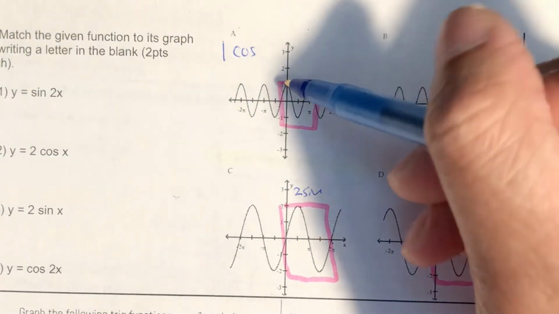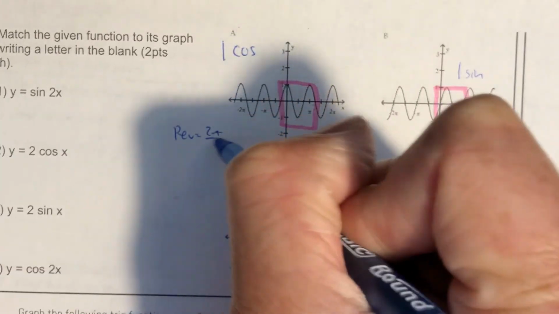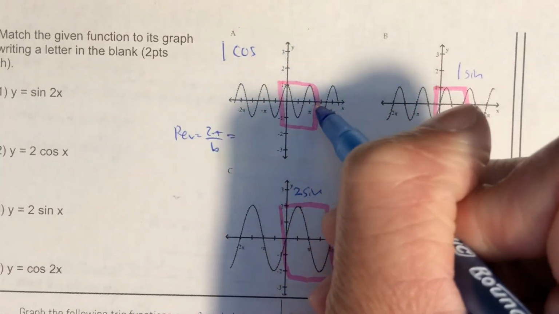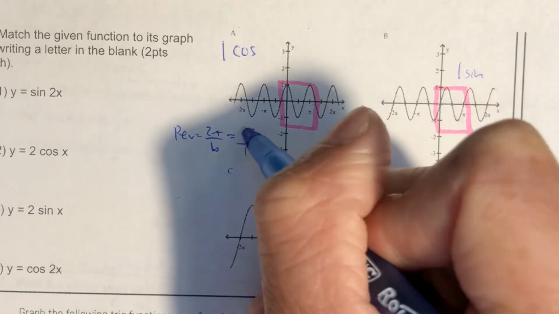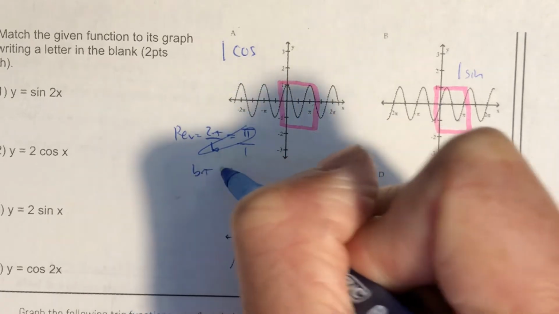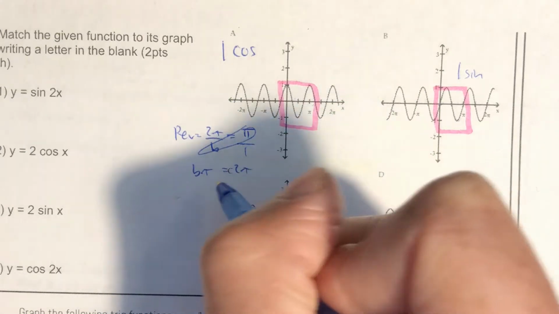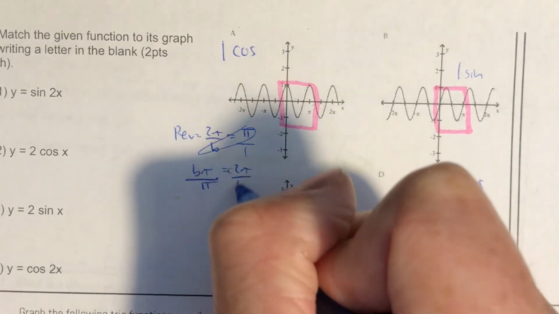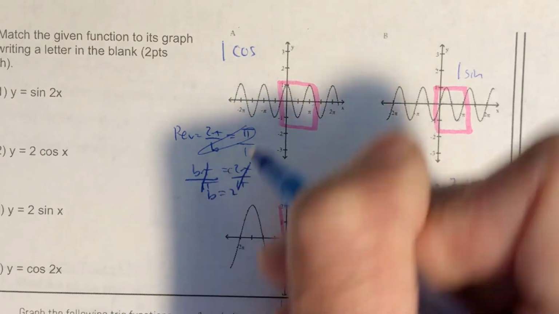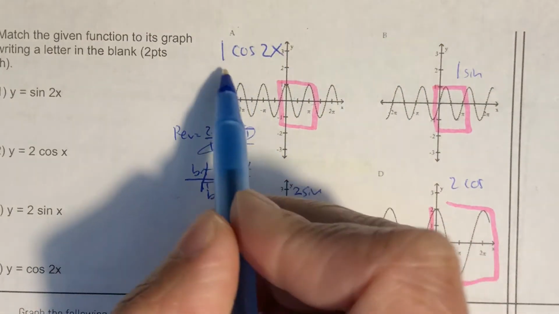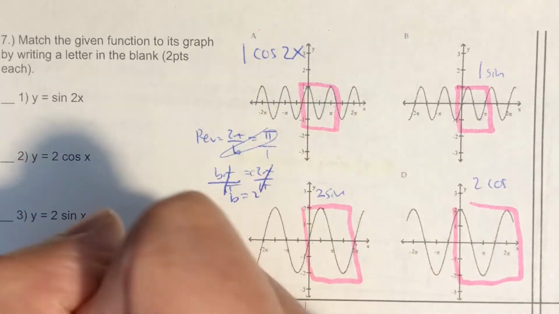Now you also notice that this one period ends by pi. So if period is the equation 2 pi over b, and the period of the whole problem is pi, then you just solve here. B times pi equals 2 pi, divided by pi, and you realize that b is equal to 2 in this problem. So 1 times cosine 2x, that would be this choice.